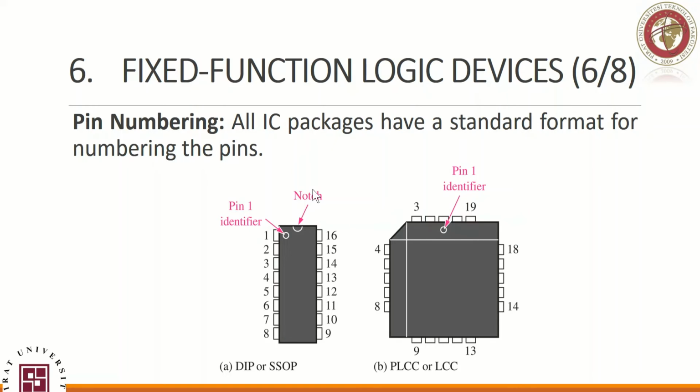So if there is a notch, you go to the left direction, you count number 1, then counterclockwise, so opposite to the direction of the clock, you count 1, 2, 3, 4, 5, 6, 7, 8, and go on. If there is no notch, there is an identifier for pin number 1. Here we don't have any notch anywhere, so we have an identifier. So this is 1. So where is 2? We said counterclockwise, opposite to the direction of the clock, 2, 3, and so on. Okay.